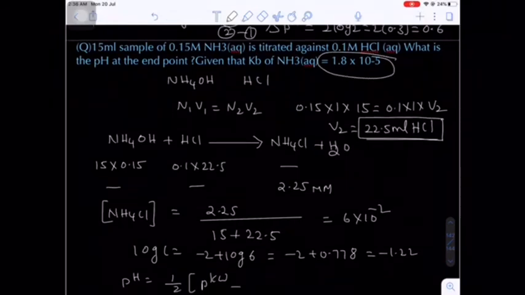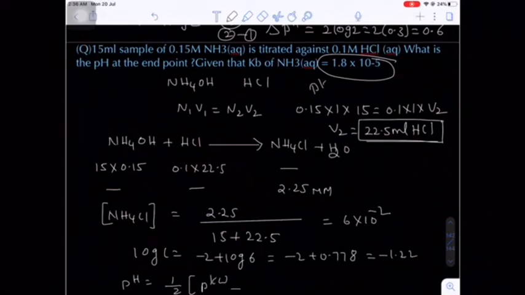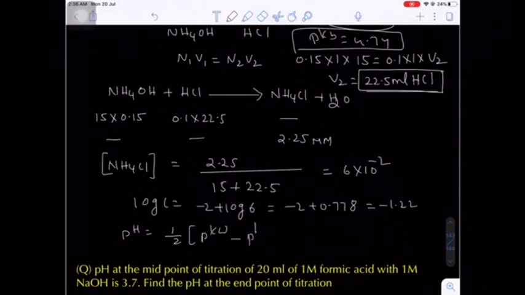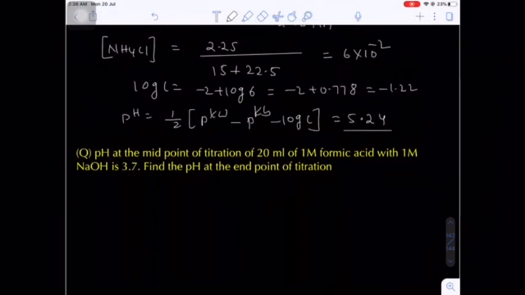pKw. Now what is the pKb value given here? Kb value given is 1.8 into 10 raised to minus 5. Approximately we can write the pKb value as 4.74. Okay, now minus pKb minus log C. After simplification you will get the final answer 5.24. This is the pH of the solution.